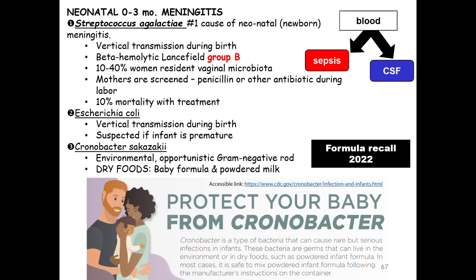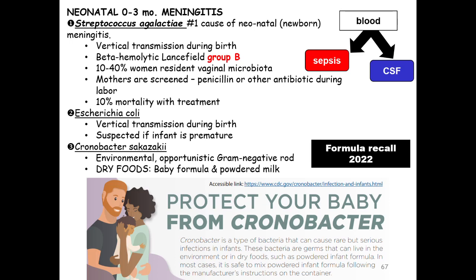Agalactiae means without milk because it also infects cattle and stops milk production. It is the number one cause of neonatal or newborn meningitis. This is something that would be vertically transmitted through the birthing process. If a woman in the United States is getting good prenatal health care and going to a place that's doing everything they're supposed to, women are supposed to be screened to see if they are carriers. This colonizes about 10 to 40% of women as their normal microbiota. If a woman tests positive, they give her antibiotics during labor, and that is really cutting down on the amount of neonatal meningitis.